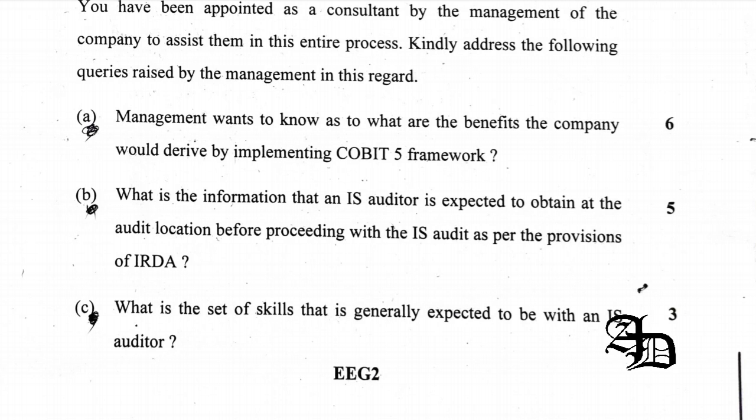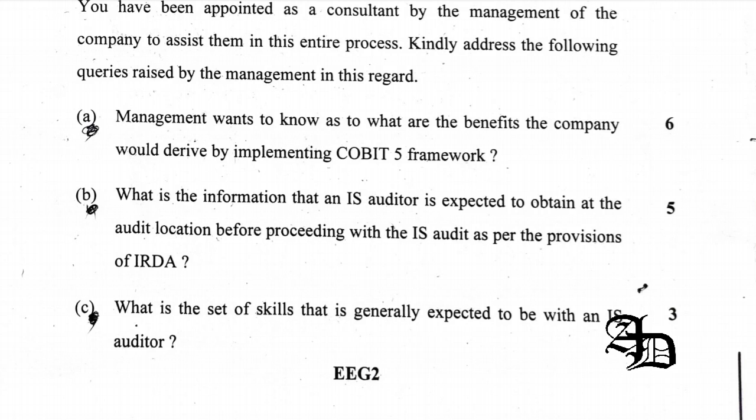First, B was related to the IS audit as per provisions of IRDA. In this, the auditor needs to obtain information about the location of investment activities, IT applications used by the managers and or portfolio managers, and previous audit reports, internal audit circulars, SOPs, etc. SOP means standard operating procedure.